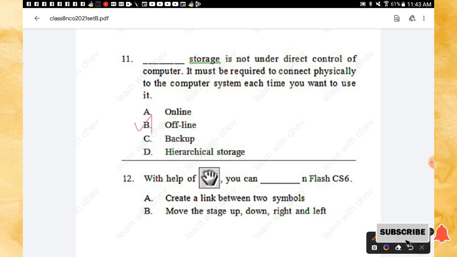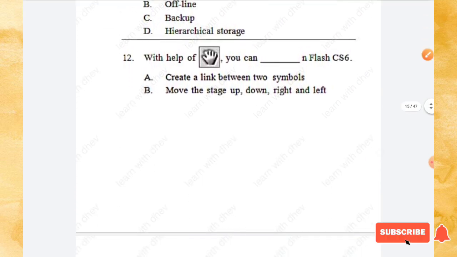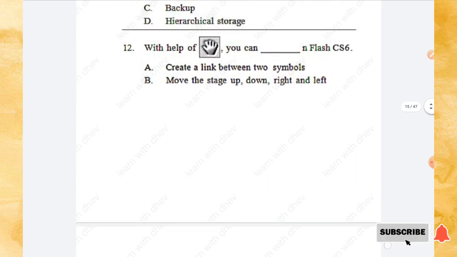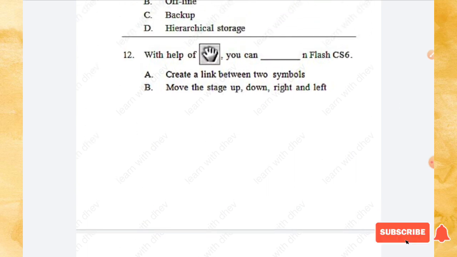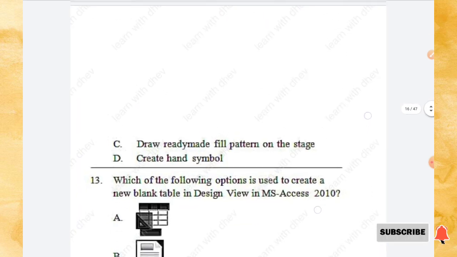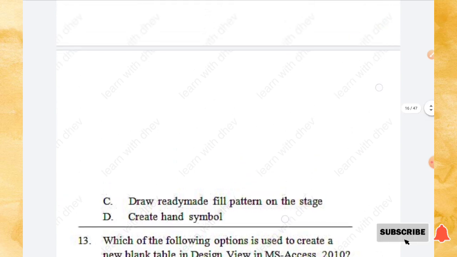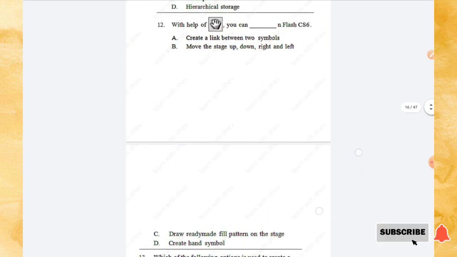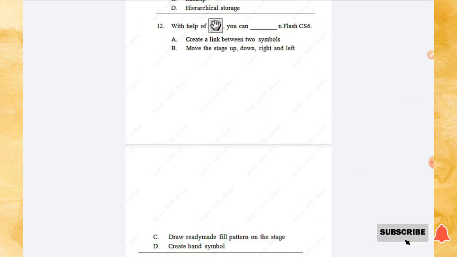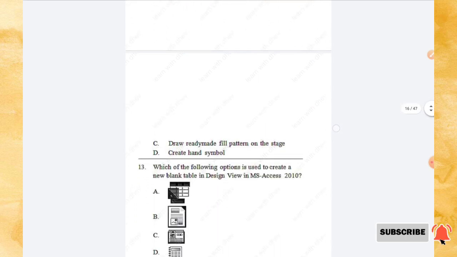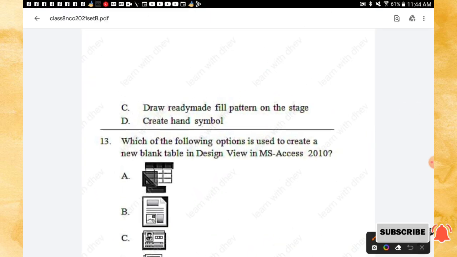Question number 12. With the help of this icon, you can dash in Flash CS6. Options are create a link between two symbols. Option B is move the stage up, down, right and left. Then option C is draw ready-made fill pattern on the stage. And option D is create hand symbol. So the particular icon in Flash CS6 is a hand icon to create hand symbol. Option D is the right answer for this question.